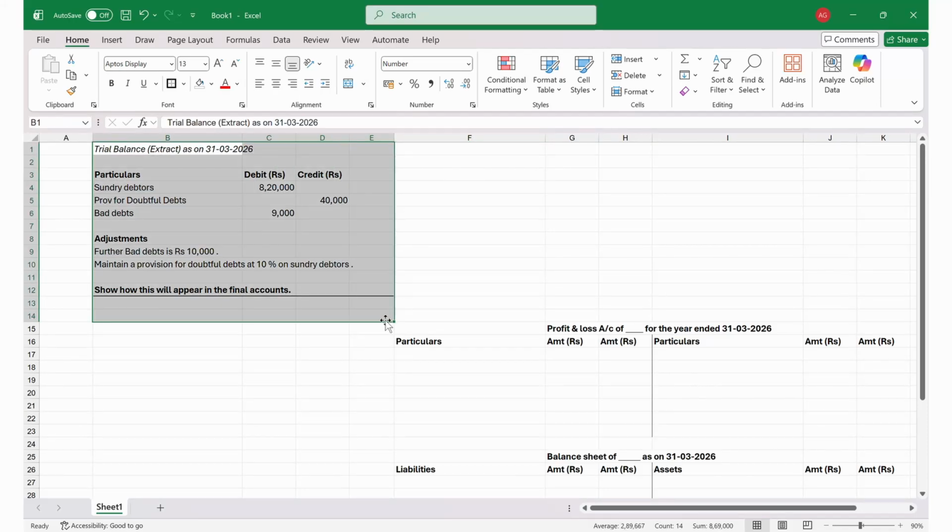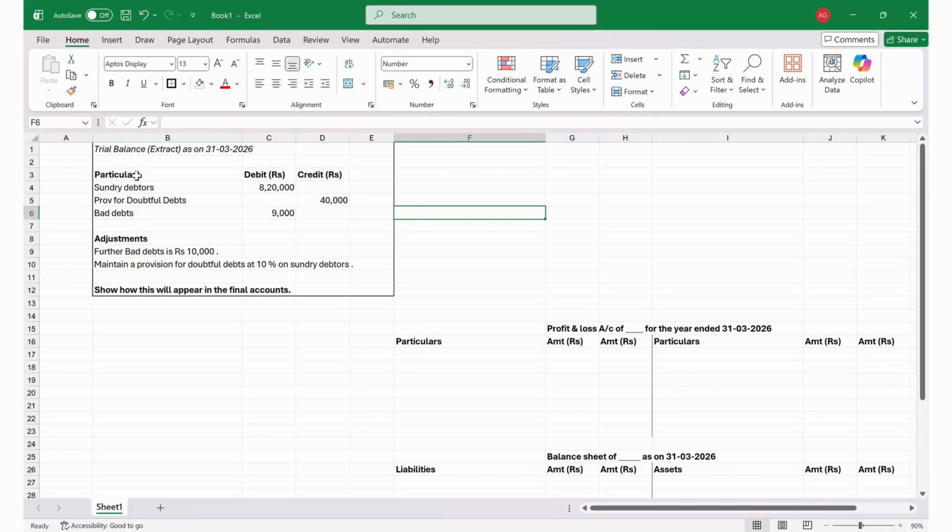So we have the question here. There is an extract of trial balance and they have given three values belonging to trial balance. Sundry debtors 8,20,000, provision for doubtful debts 40,000, and then bad debts 9,000. And then we have a couple of adjustments. Further bad debts is 10,000 rupees and we have to maintain a provision for doubtful debts at 10% on sundry debtors. The requirement of this question is show how this will appear in the final accounts.